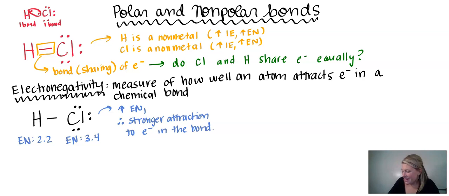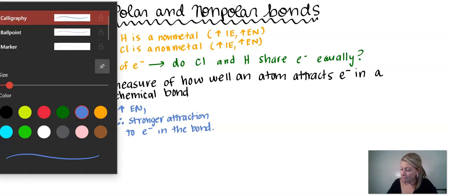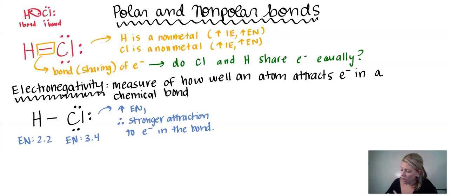So what does that mean then? Do you think these electrons are being shared equally? And the answer is no, okay? The electrons are not being shared equally. So this right here, this bond between HCl, is an example of what we call a polar covalent bond.